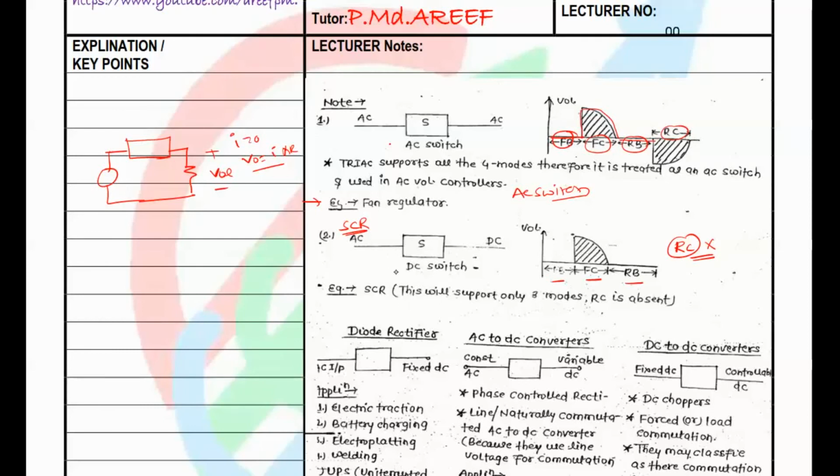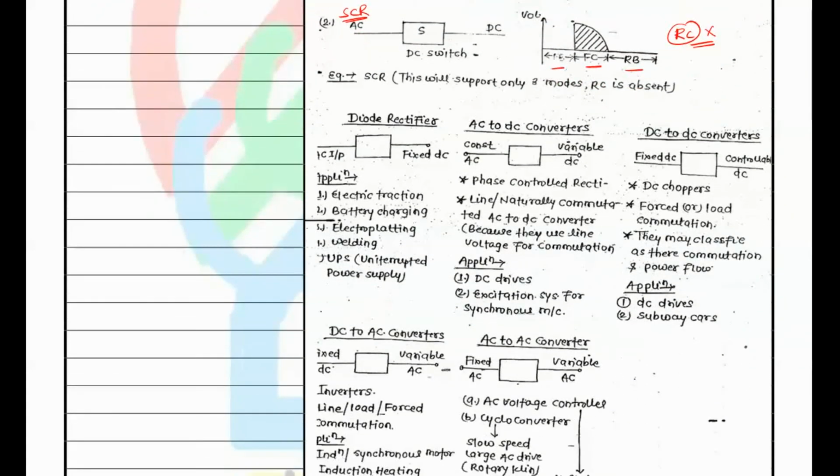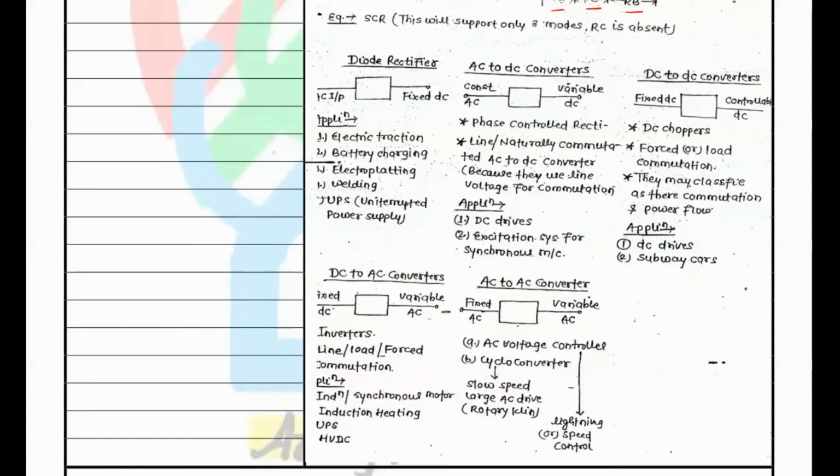Next we will see the different converters which we are going to study in our further lectures. First, diode rectifier. The input is AC, and the output is fixed DC. Applications are electrical traction, relief systems, battery charging. Now we are using battery chargers, that is diode rectifiers. In olden days we used these battery chargers, but now we are replacing them with DC to DC converters, and electroplating, welding and UPS applications here.